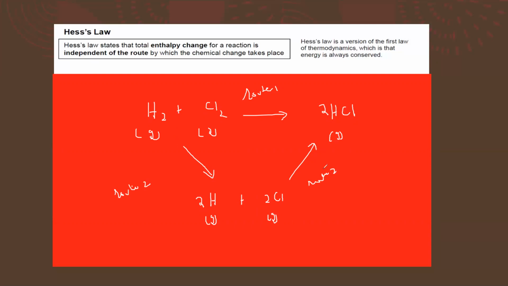According to Hess's law, the overall energy change is independent of the route. It does not depend on the route or the path which we follow. For example, if the energy for this reaction is delta H1, the overall energy change for this one is delta H2, and for this one delta H3. So how do we work out where the start of the cycle is and where the end of the cycle is?